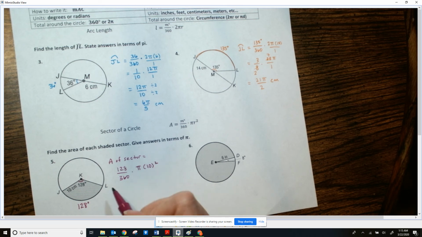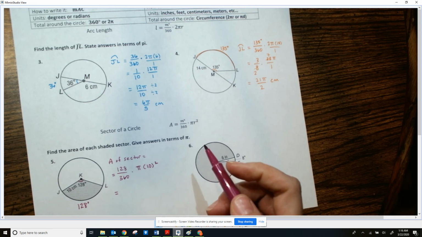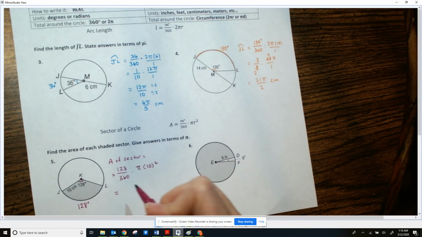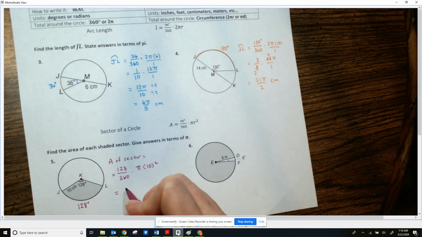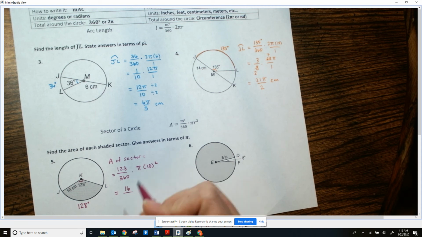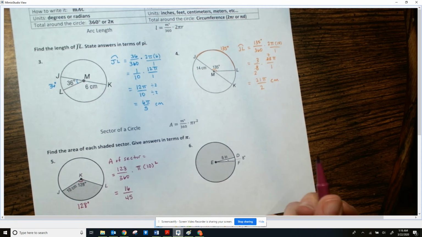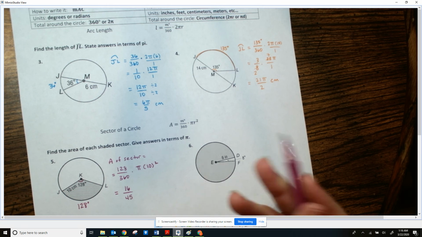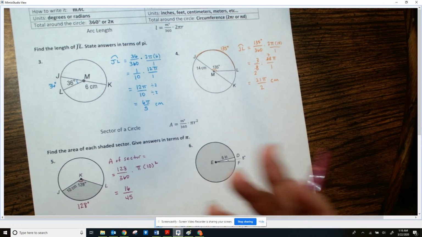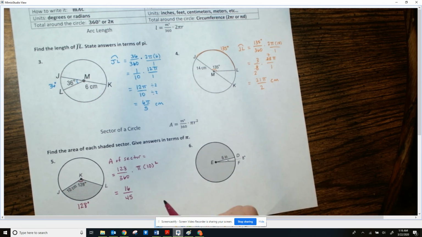Again, I want to reduce before I multiply. So 128 and 360, I can divide that by 4. And so, no, it's more than 4. What did I divide that by? 8. 128 divided by 8 will give me 16. And 360 divided by 8 gives me 45. How did I know that? I just tried numbers. You can start with 2 and then do 4 and then just simplify down to where you can't simplify anymore. Then, of course, 10 squared is 100, so 100 pi.